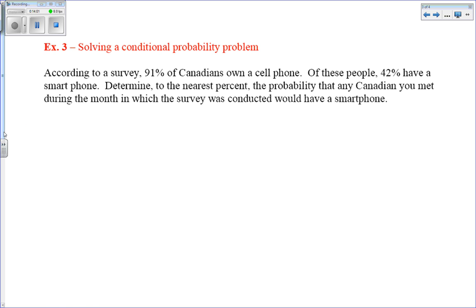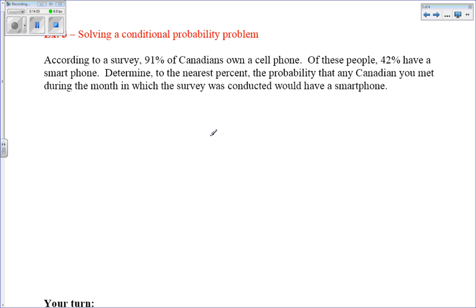Okay, solving a conditional probability problem. According to a survey, 91% of Canadians own a cell phone. Of these people, 42% have a smartphone. Determine to the nearest percent the probability that any Canadian you met during the month in which the survey was conducted would have a smartphone. So C is going to be owning a cell phone. And S will be owning a smartphone.